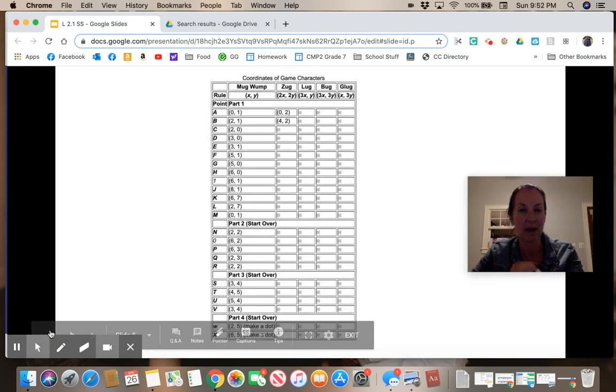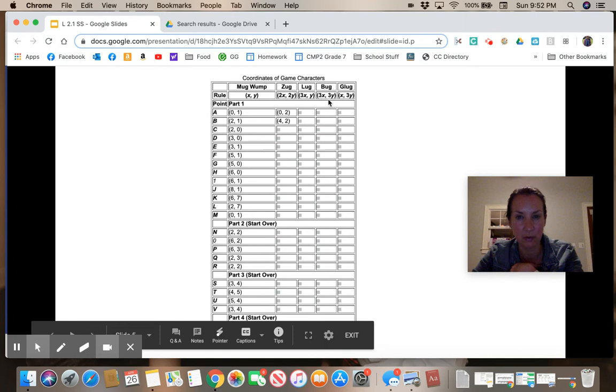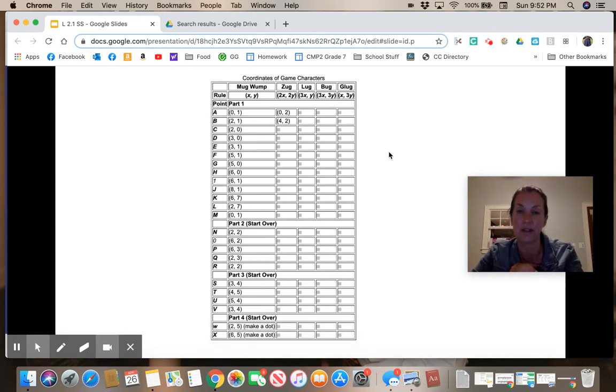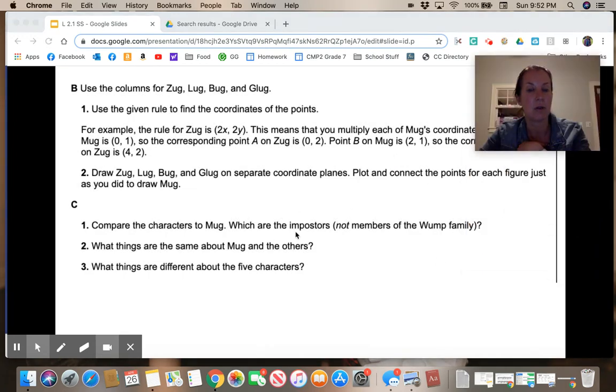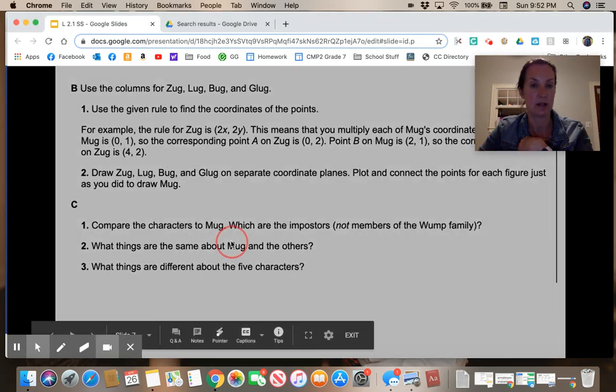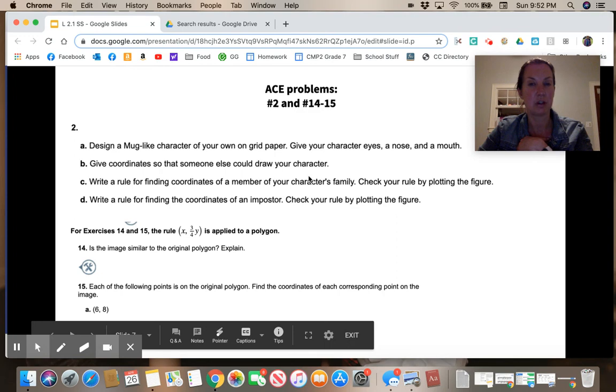So if I can get back there, you can see the rules for each of them. And I'm guessing you already know which ones are going to be similar. It says, compare the characters to Mug. Which are the imposters? The ones that are not members of the one family, the ones that are not similar. What things are the same about Mug and the others? What things are different about the characters? And that is your lesson for today. The ACE problems are number 2 and number 14 and 15.